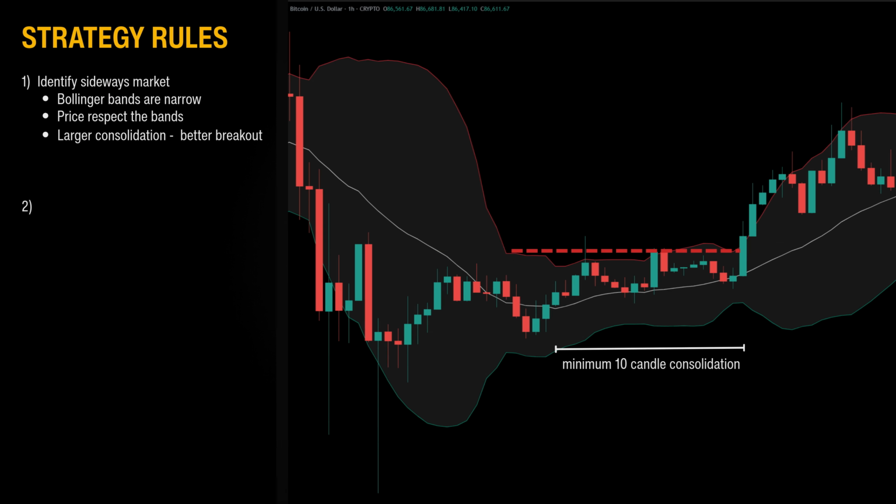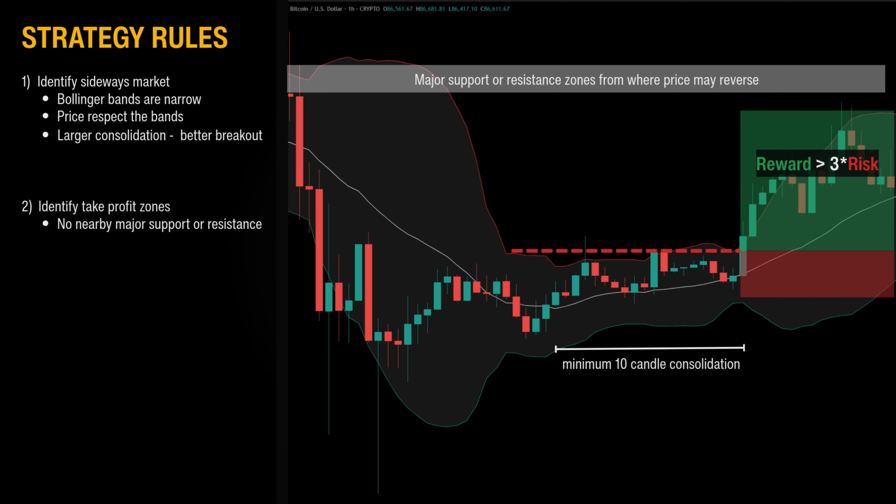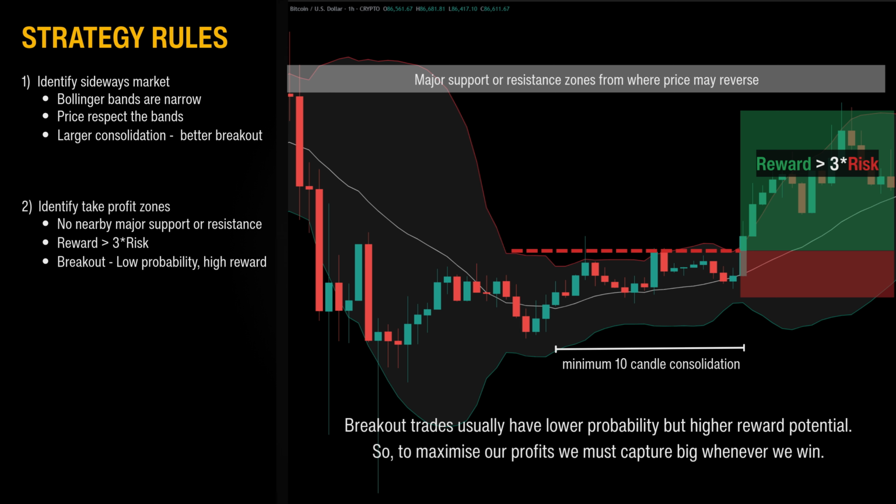Larger consolidations have higher chances of successful breakouts. Second, we shall identify the take profit zones. These are major support and resistance zones from where the prices may reverse. We must ensure that the potential reward is at least 3 times the risk. If not, skip the trade and look for other opportunities. Breakout trades usually have lower probability but higher reward potential. So, to maximize our profits, we must capture big whenever we win.